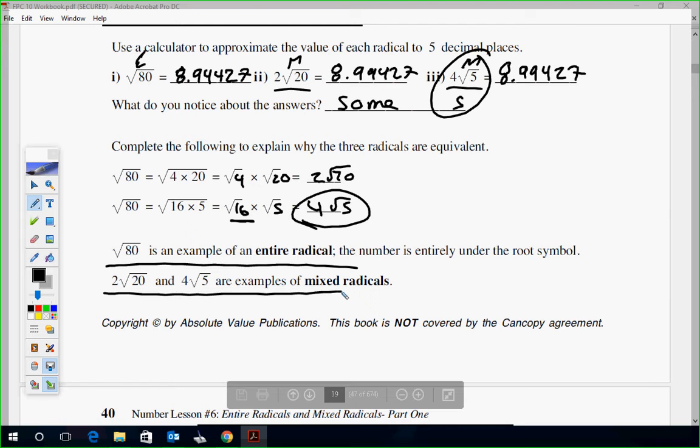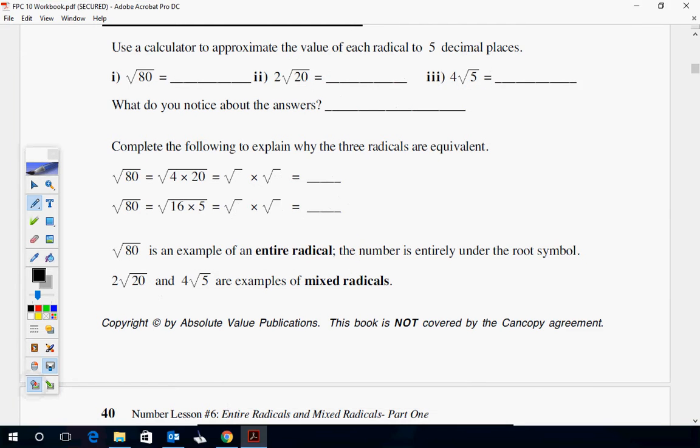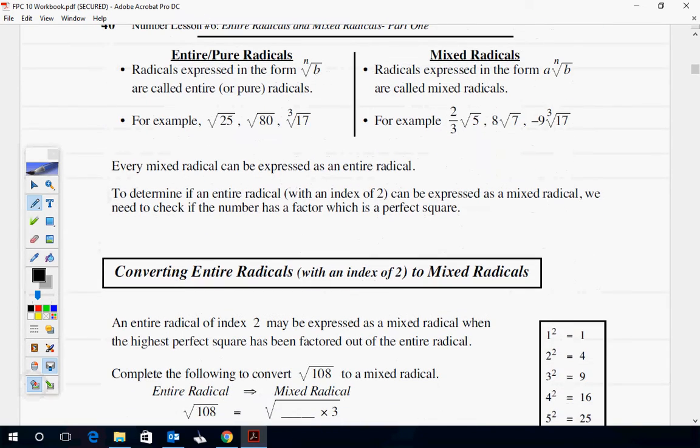All right, let's keep on trucking here. So I'm not going to read this top part. You can have it for your own, but some examples of entire, some examples of mixed.